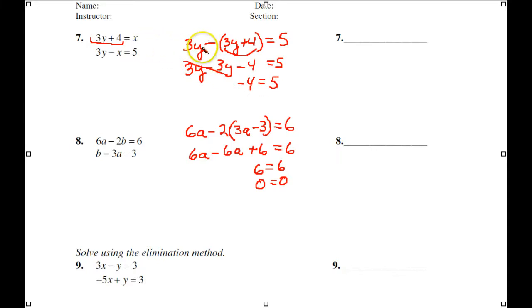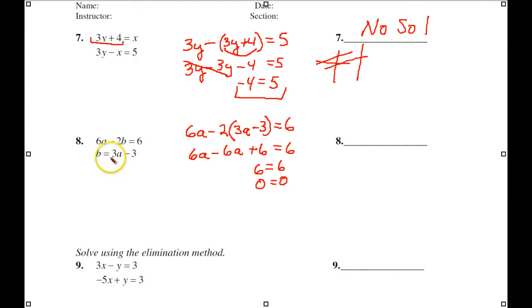When you use this method, whether it's elimination, which we'll do later, or the method we're using now, substitution, and you get a not true statement, then the answer is no solution. And why? Because these lines are parallel. And mathematically, this is how you arrive that they're parallel, because there are no solutions. If you were to graph them, they would graph as parallel lines.